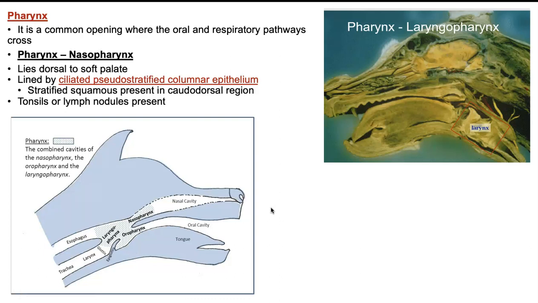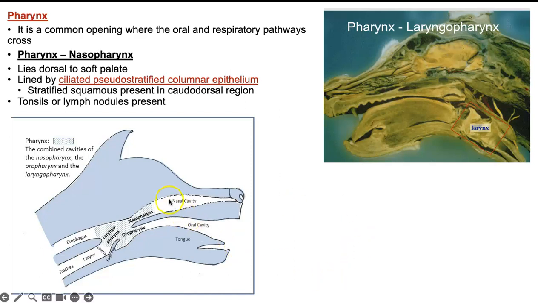Pharynx now, as you know, we have oropharynx and nasopharynx, and usually dorsal to the soft palate, this one will be covered by pseudostratified ciliated columnar epithelium. Going caudally, it becomes stratified squamous epithelium. Also, the pharynx contains tonsils and also lymph nodes.